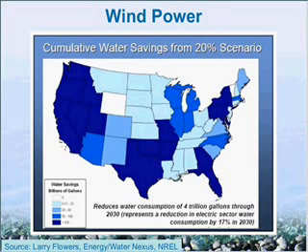And again, lucky for us, many of the states with the most wind potential happen to be states that are already in the west and southwest that are already facing water constraints. In total, if we were to produce 20% wind by 2030, water consumption would be reduced by a cumulative 4 trillion gallons through 2030, which represents a reduction of electric power water consumption by 17%.